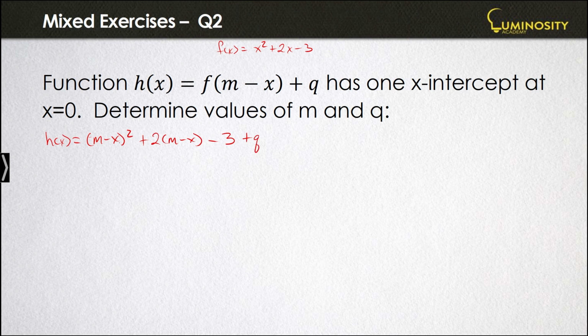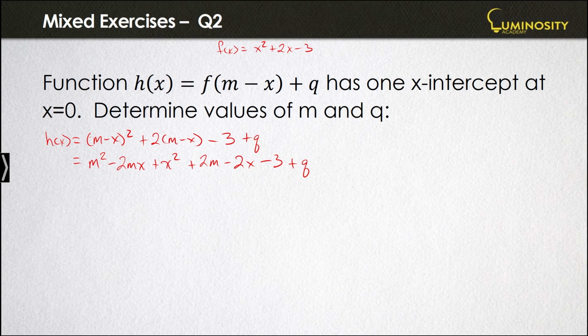So we plug this all in, or we simplify this out. m minus x squared would give us, I'm sorry, that is incorrect. It would give us m squared minus 2mx plus x squared. Here we have plus 2m minus 2x minus 3 plus q.